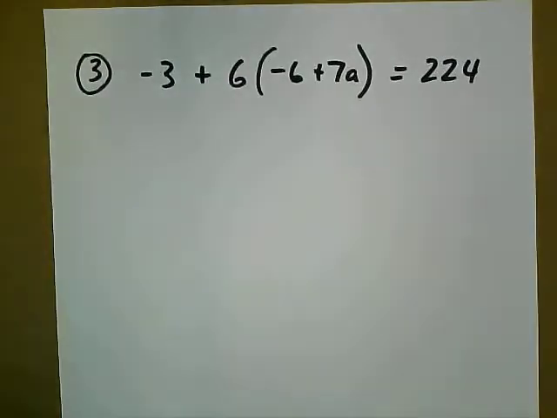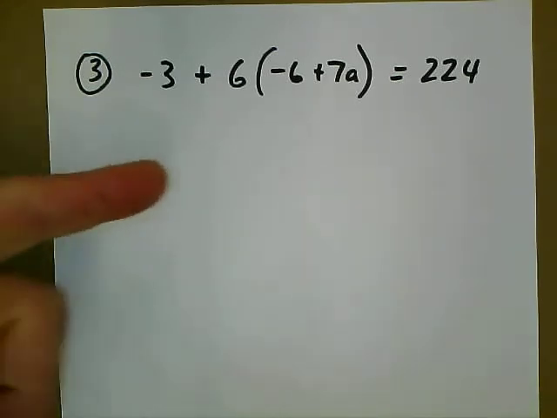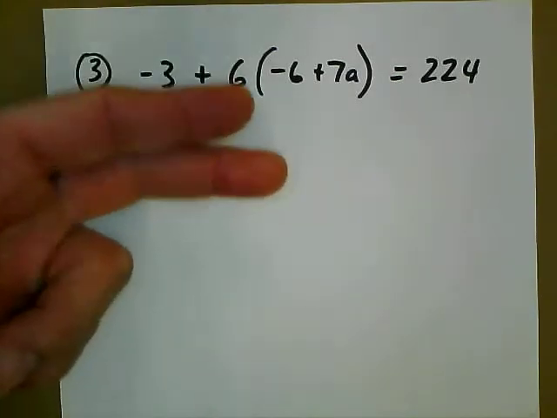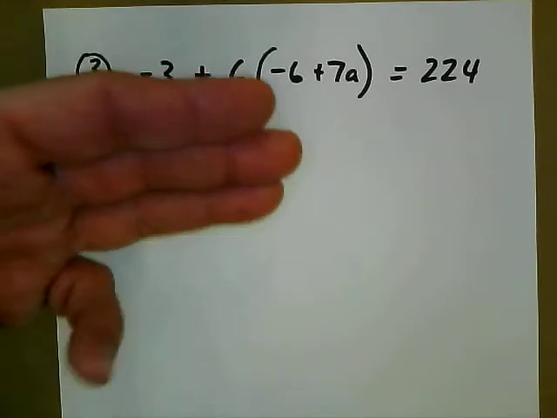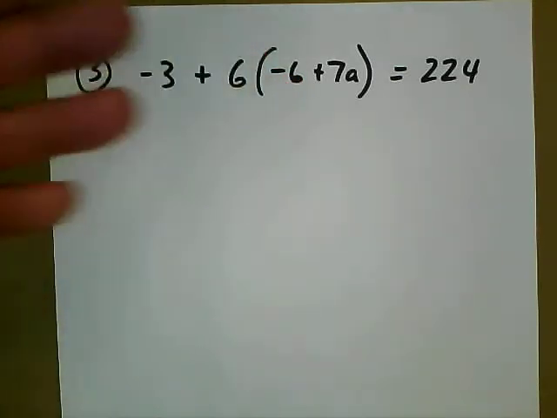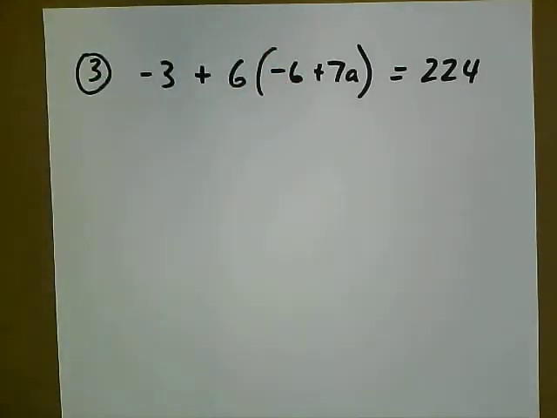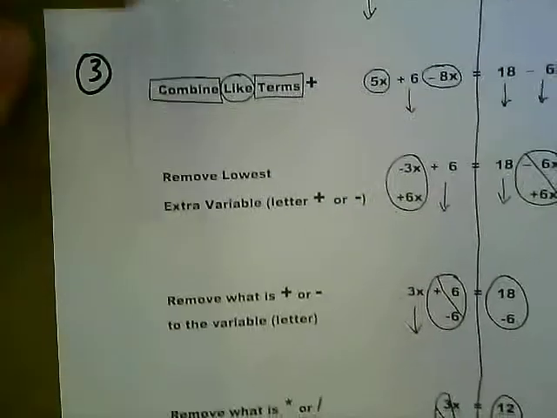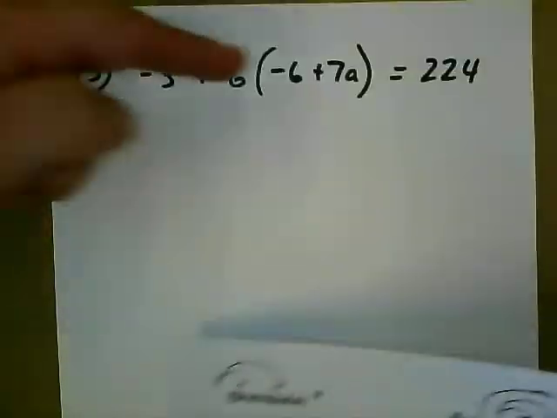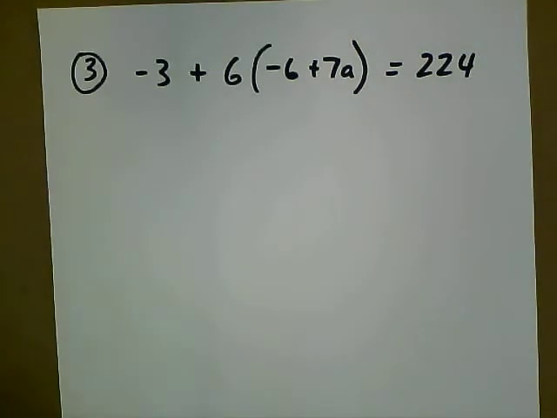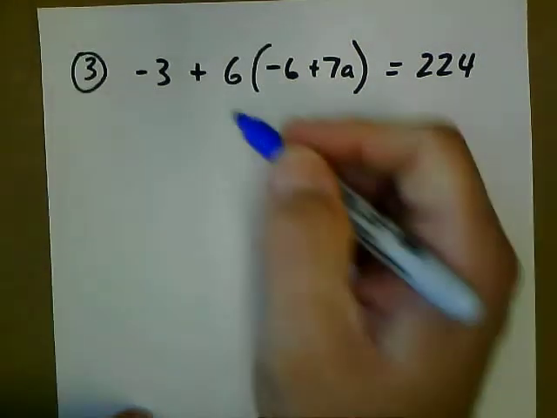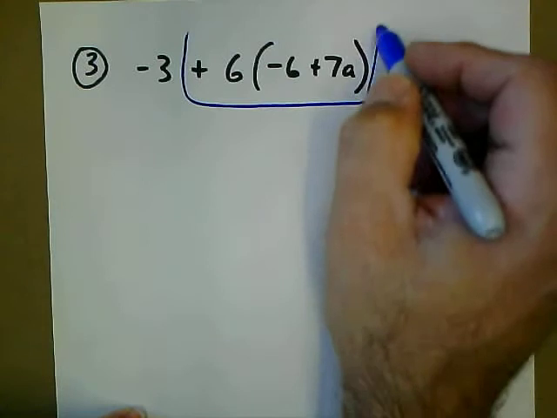So here's the last one. Once again: distribute, combine like terms, get rid of the extra variable, get rid of what's added or subtracted to the variable, get rid of what's multiplied or divided to the variable. That's that whole thing here. You have this reference sheet, follow it. Can I distribute? Well, yes, you can. So if you can distribute, that's this part right here.